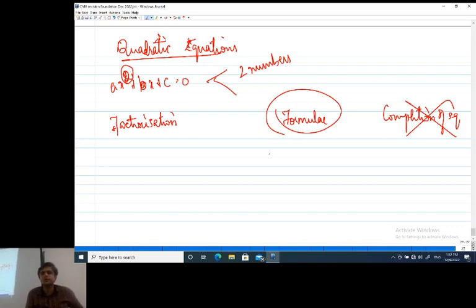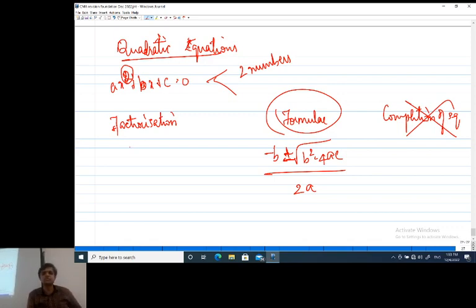So the formula is simple. Minus b plus or minus root of b squared minus 4ac, divided by 2a. One of the roots is plus, one of the roots is minus. So minus b plus root b squared minus 4ac by 2a is the first. Minus b minus root b squared minus 4ac by 2a is the second.